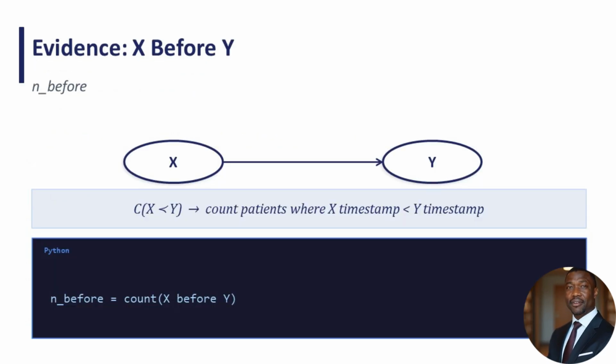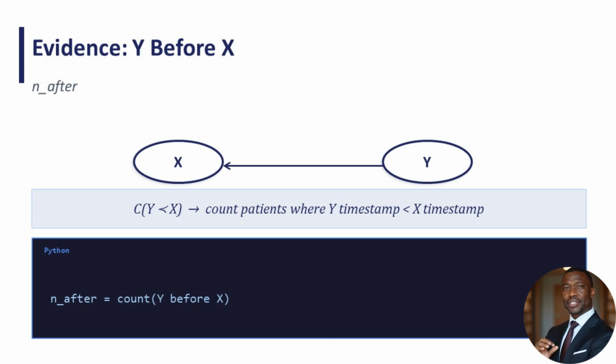The first evidence count, N before, is straightforward. We scan the population and count every patient where the first recorded timestamp for X is earlier than the first recorded timestamp for Y. N after counts the opposite, patients where Y was recorded before X. These patients are evidence against the direction X precedes Y. They suggest that Y may come first. The pairwise scoring formula will subtract this count, so a large N after weakens the evidence that X precedes Y.